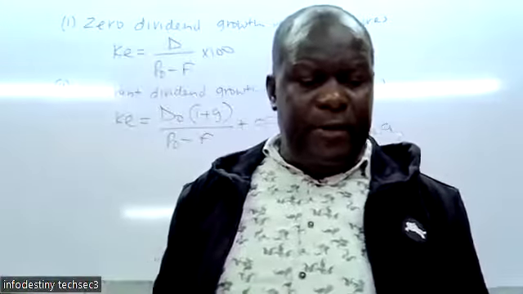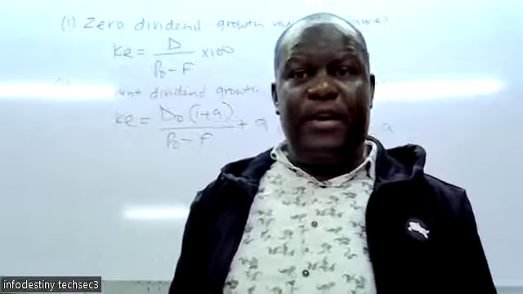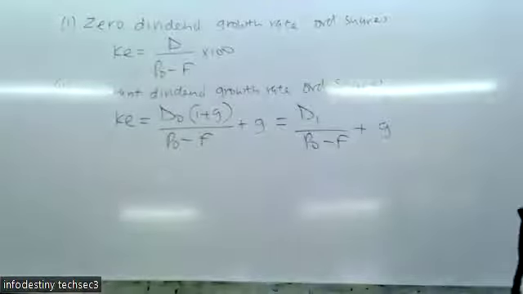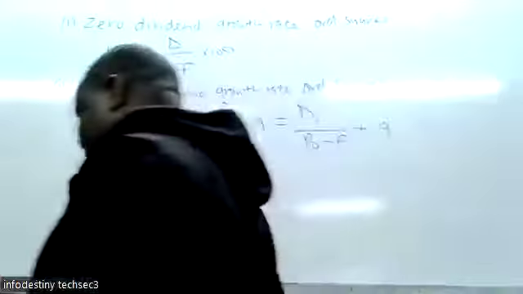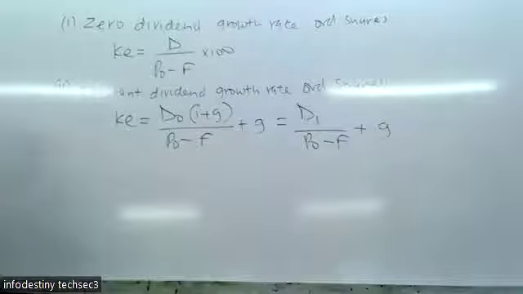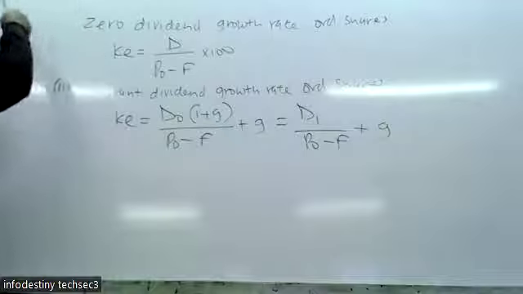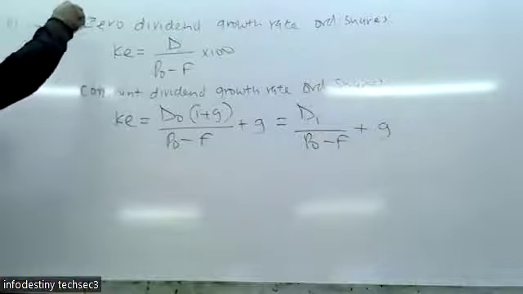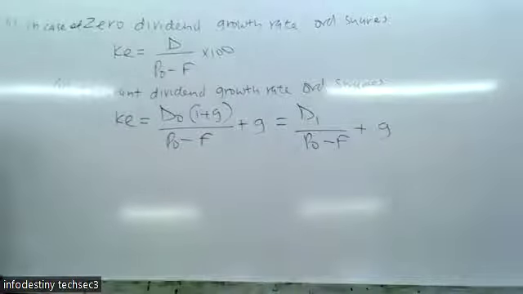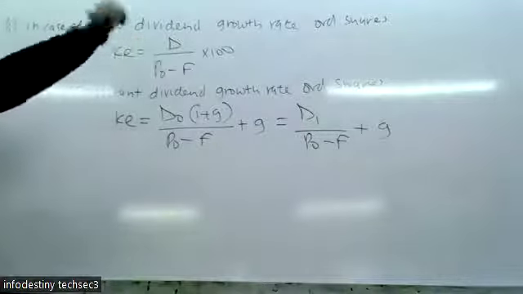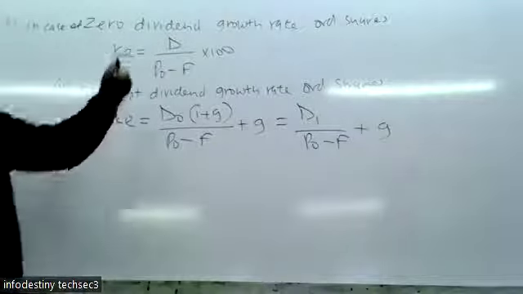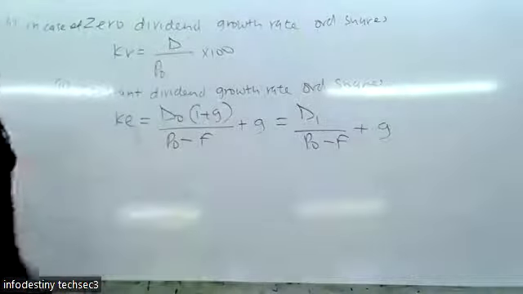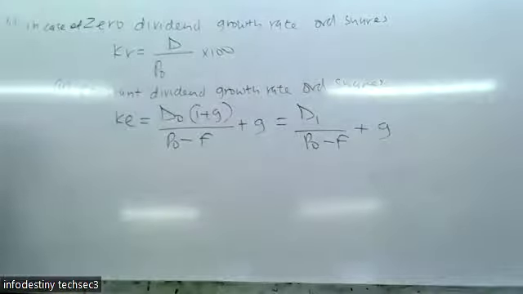So they are expressed as follows. We start with Roman letter 1, where we just repeat what we have here. In the case of zero dividend growth rate ordinary shares, the cost for the retained earnings will be KR, and we only exclude the flotation costs. That's now the Roman letter 1.